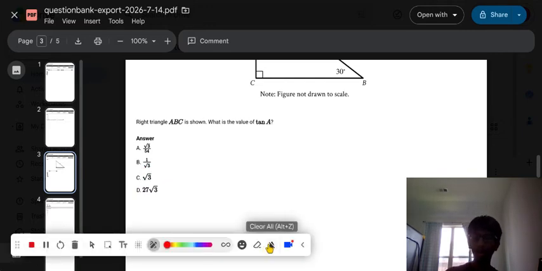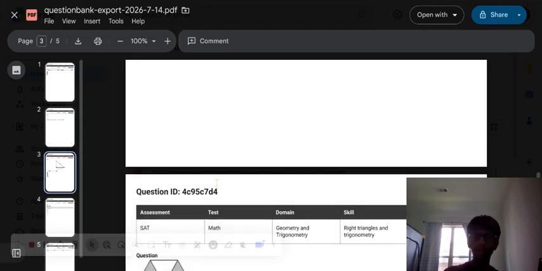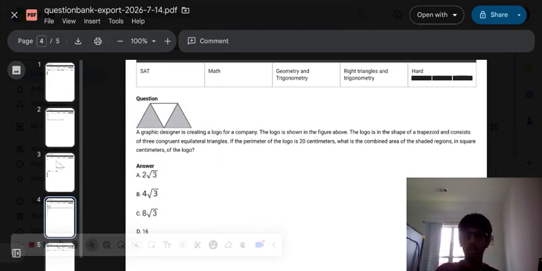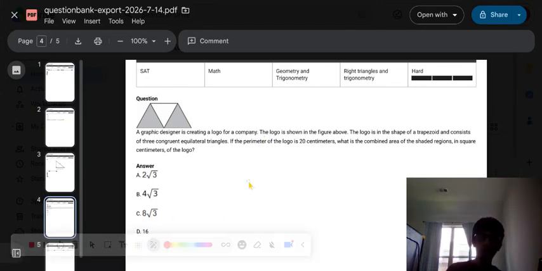Okay, moving on to our next problem. It says, a graphical designer was creating a logo for a company. The logo shown in the figure above is in the shape of a trapezoid and consists of 3 congruent equilateral triangles. If the perimeter of the logo is 20 centimeters, what is the combined area of the shaded regions in square centimeters of the logo? Okay, so we know with equilateral triangles, all of the angles are 60 degrees.